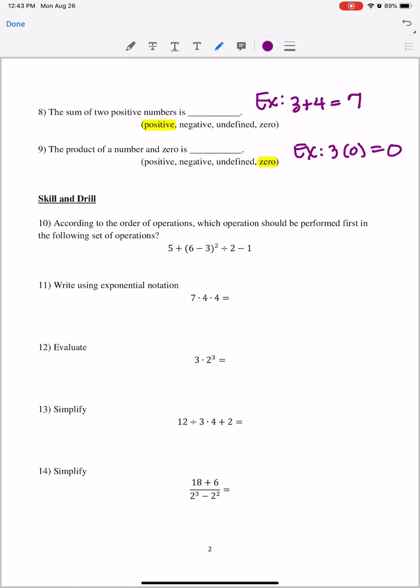All right, so now we got some skill and drill. So these are the questions you're going to see on your test. According to the order of operations, which operation should you perform first in the following set of operations? So that is your please excuse my dear Aunt Sally. You first got to look for parentheses, and we have parentheses here. So in this one, it doesn't want us to solve. It just simply wants what's the first step. We would use these parentheses here.